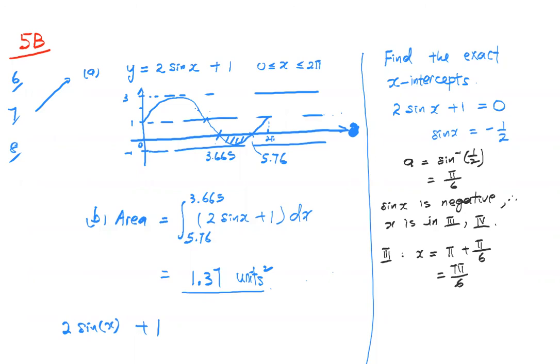Correct? If it's in fourth quadrant, x equal to 2 pi minus acute angle. So it's 11 pi by 6. So all this is a must to know also because I may ask you for exact value. Are you clear?